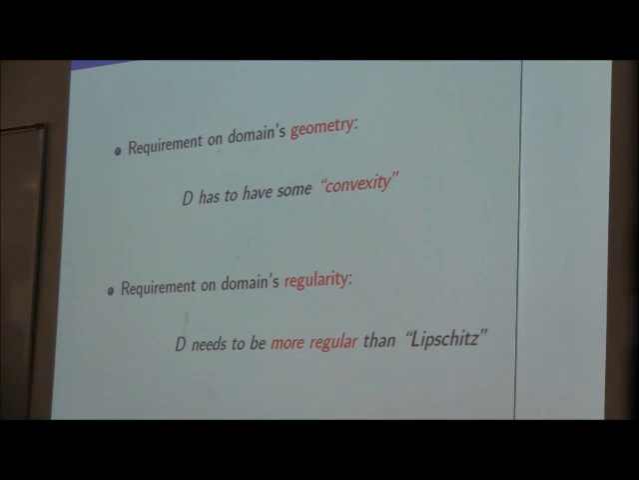So as soon as you put in this new constraint of analyticity, interesting things happen. And the interesting thing is that there are new requirements on the domain that pop out, both on the geometry of the domain and on the amount of regularity that you can allow. In particular, the domain has to have some kind of convexity, which of course didn't happen in dimension 1. So let's try to figure out where that comes from.